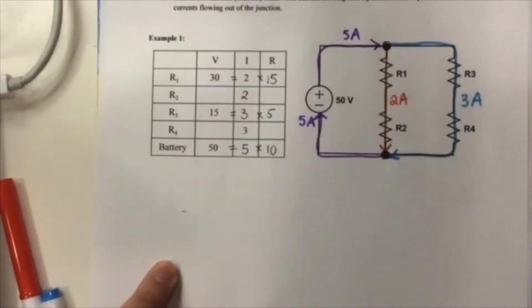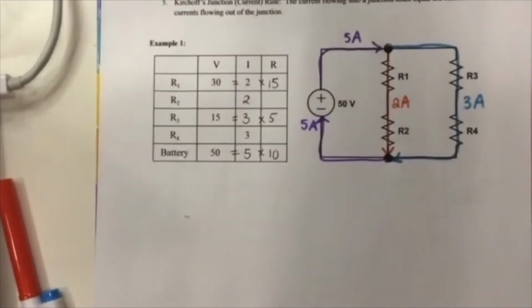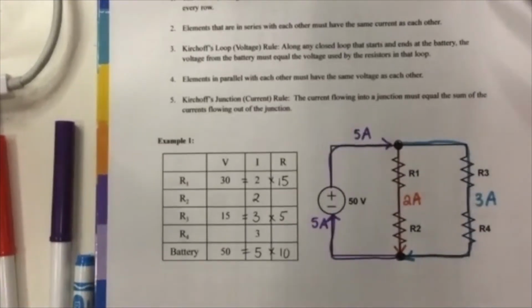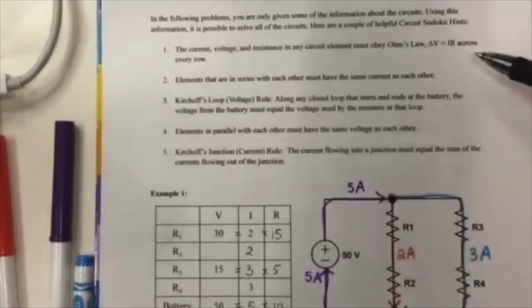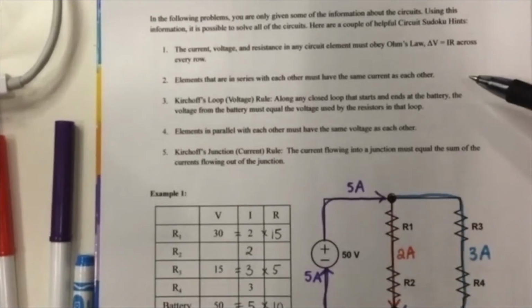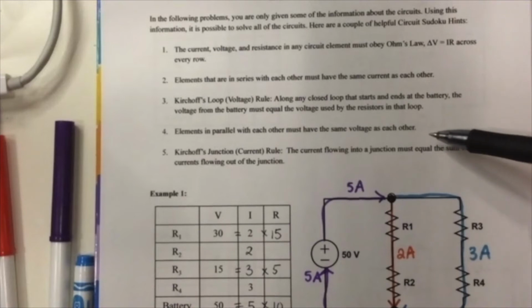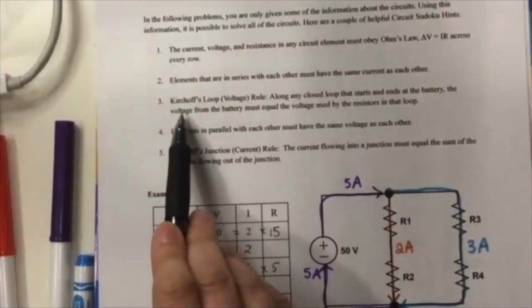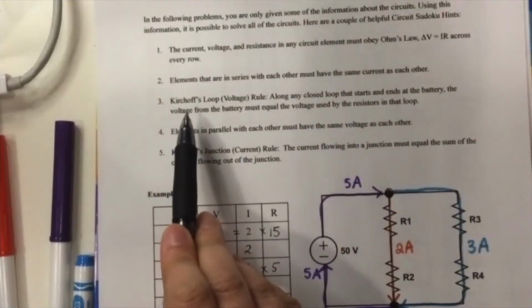Okay? So now we're stuck. You reach this point. We've applied Ohm's law as much as we could. We applied series already. We don't have anything in parallel, so I can't do that. And we did junction rule. The only one we haven't done is the loop rule. So let's follow this instruction.